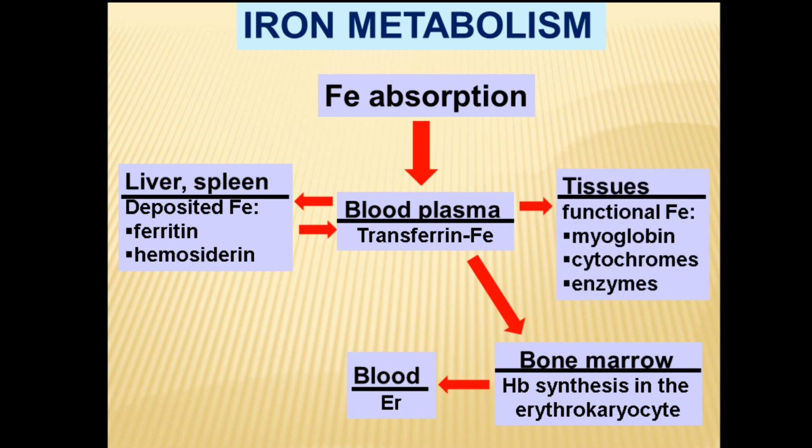Some parts of iron go to the tissue, which is functional iron in the form of myoglobin, cytochromes, and enzymes which take active part in metabolic processes. But if needed, it again comes back into the blood plasma and first of all with transferrin is transported to the bone marrow, because primarily iron must be in a definite condition in the bone marrow to control hematopoiesis.